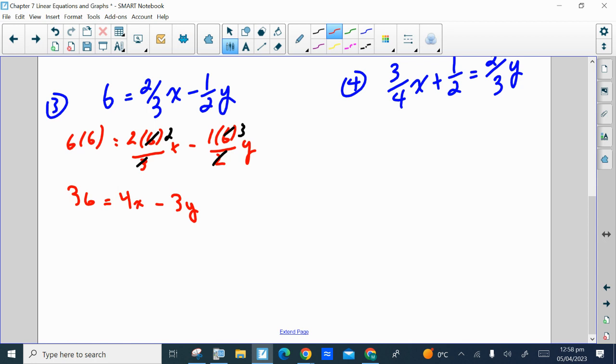Are we done, Ava? What do we need to do? So what would you do to make it equal to 0? Okay, well, why not bring the 4x and the 3y over to the left side? Why not?